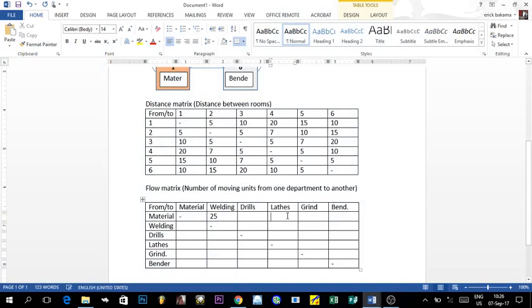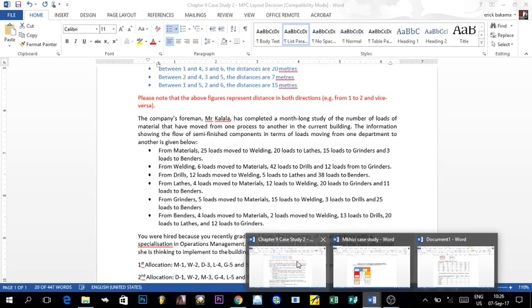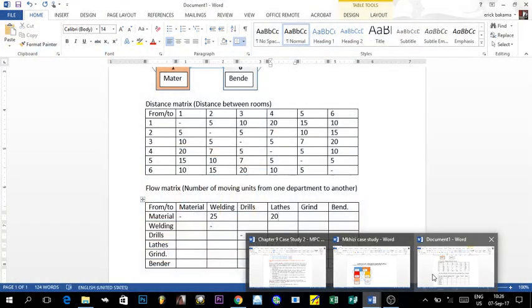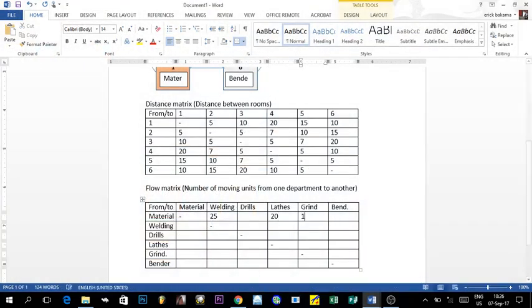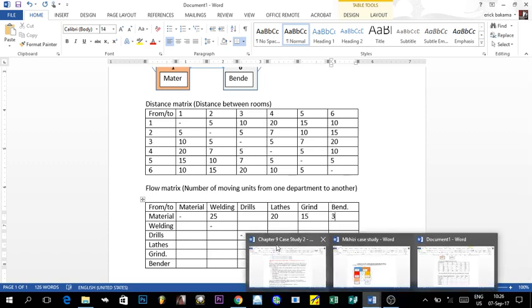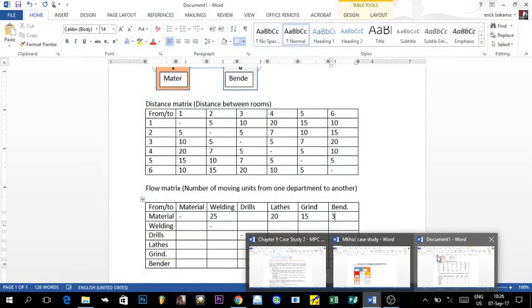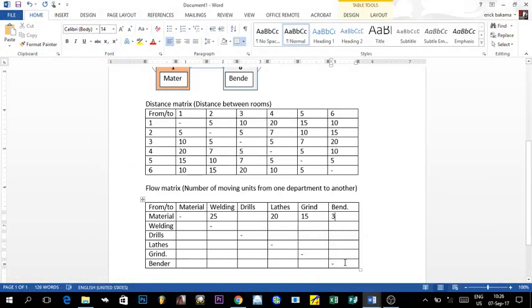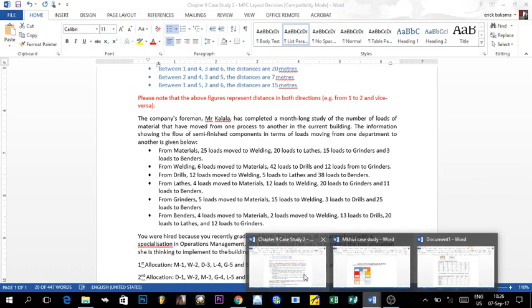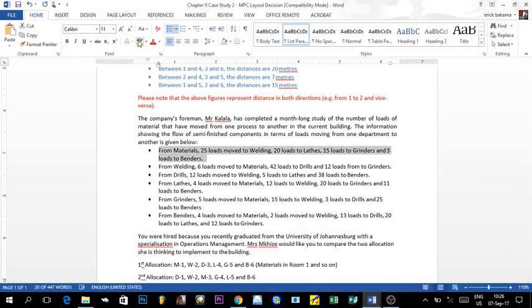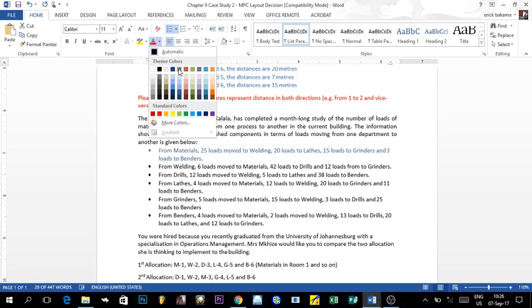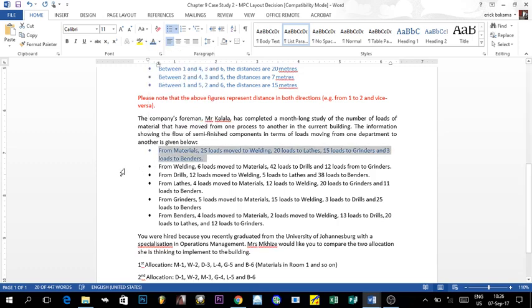So we have 20 here, and after the 20 we have 15 that go to the grinders and 3 to the benders. So we have 15 grinders and 3 benders. From here, what we do again, we highlight this part just so we are not confused. We can highlight it in blue again. Now we are working on this.